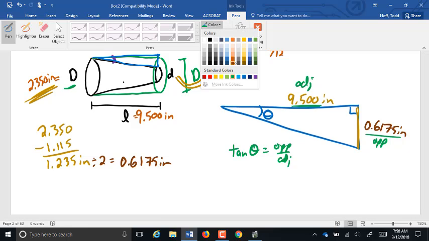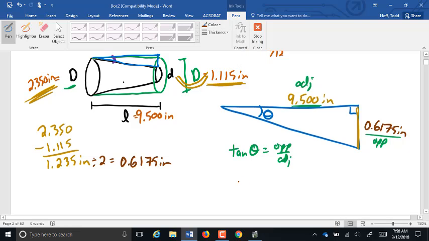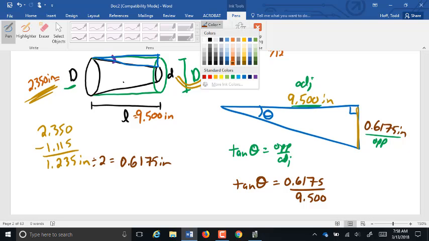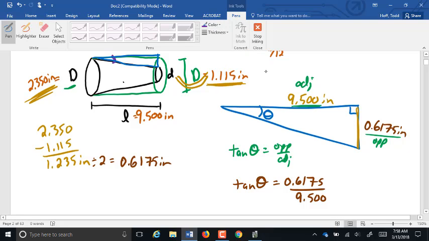So I fill in. Do I know the angle? No, that's what we're looking for. Do I know the opposite? 0.6175. And do I know the adjacent? Yes, the 9.50. Am I looking for a side or am I looking for an angle? I'm looking for an angle.